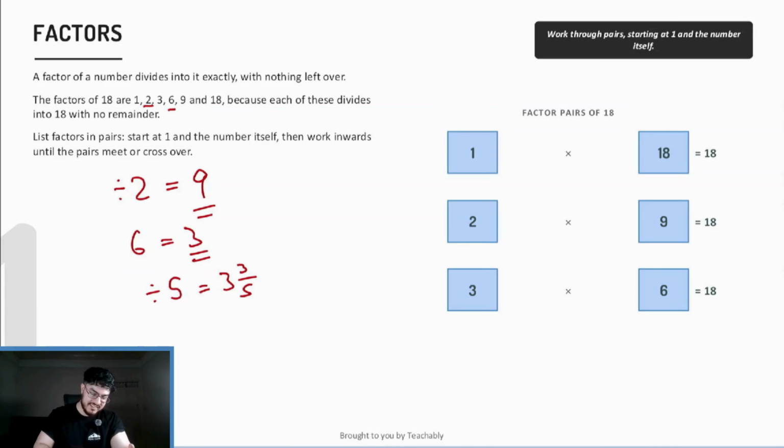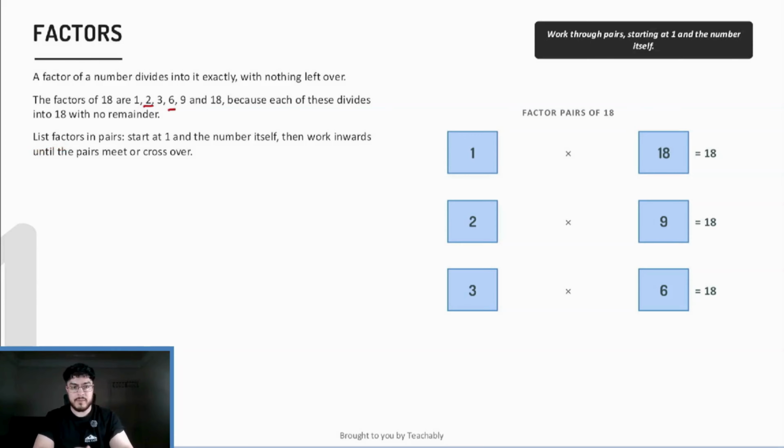So list factors in pairs. This is talking about the methodology of how we'd actually break a number down into its factors. Start at 1 and the number itself. So for 18 it would be 1 and 18. Then work inwards until the pairs meet or cross over.